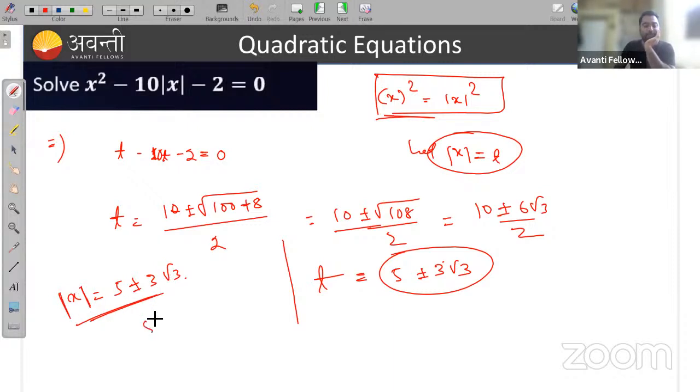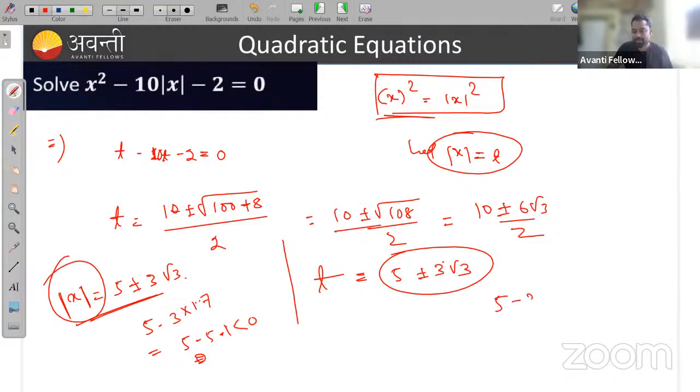Yes or no? So if I check 5 minus 3 into root 3, root 3 is 1.7, right? If I multiply 1.7 by 3, it will give you 5.1. So 5 minus 5.1 is negative. Mod x can't be negative. So 5 minus 3 root 3 is not a root. So the only solution of this quadratic equation is 5 plus 3 root 3, because it is positive.